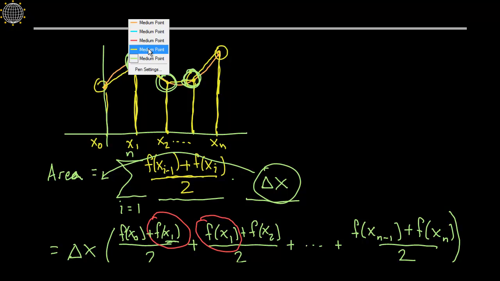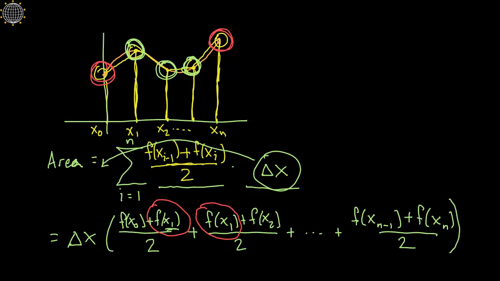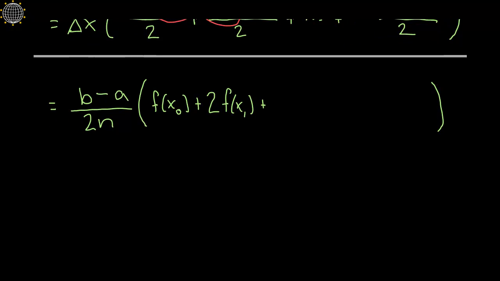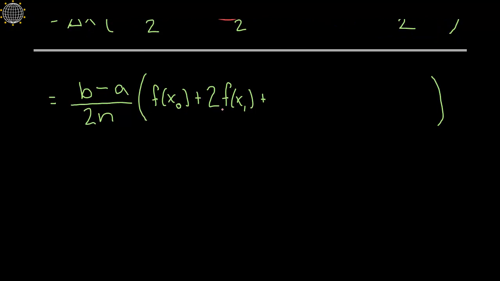Now let me ask you a question. Do we use this one twice? No. It's only the left endpoint of the first trapezoid. And do we use this one twice? No, we only use it once as well. It's the right endpoint of the very last trapezoid. So you have this pattern of 1, 2, 2, 2, 2, 2, 2, 2, 1. And so that's important to remember as well. So we'll put up to 2 times f of x sub n minus 1, and then plus only 1 copy of f of x sub n.